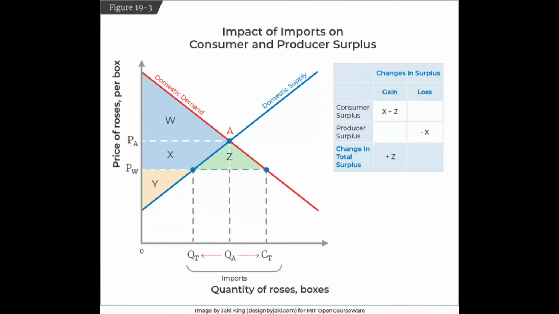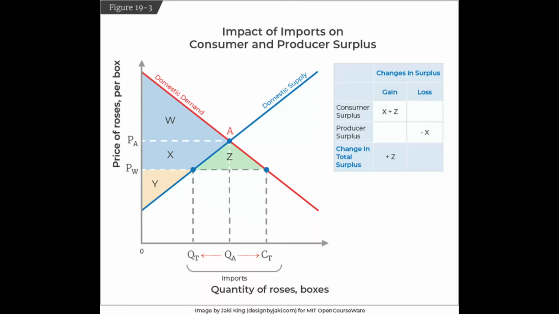Why? Because they're consuming C sub T at a price P sub W. Okay, don't let the other complication of the graph confuse you. Remember, consumer surplus is just the area below the demand curve and above the price at the equilibrium quantity. The new equilibrium quantity consumed is C sub T.